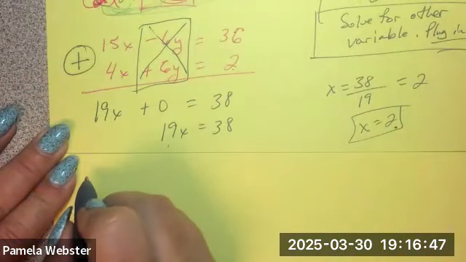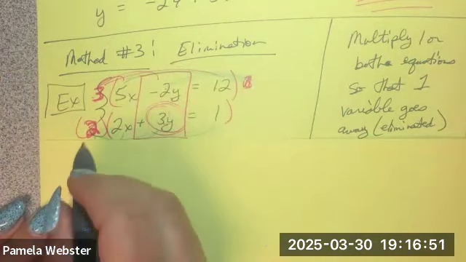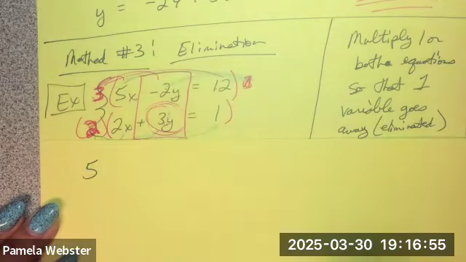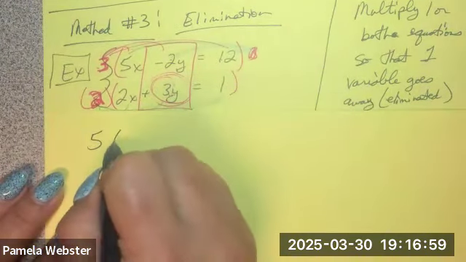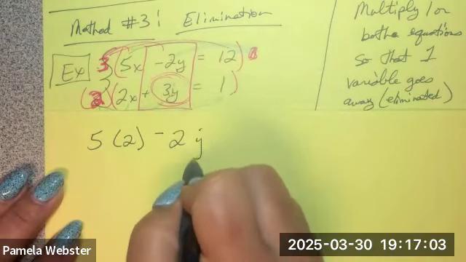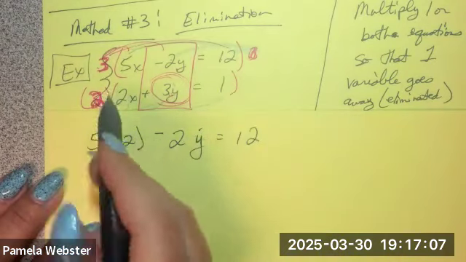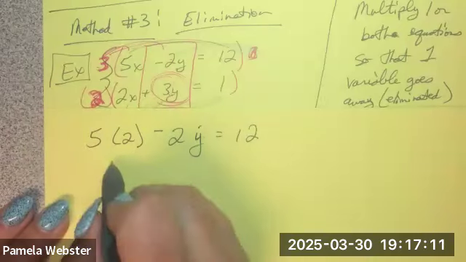Okay. So let's come back up in here. It doesn't matter. I'm going to go back to one of the originals. It doesn't matter which one. I'm going to pick the first one, but you could just as easily pick the second one. I've got 5. My x was 2. Plug in the 2 minus 2. I've got a y there equals 12. You could have plugged the 2 into the second one. It doesn't matter. Pick one.